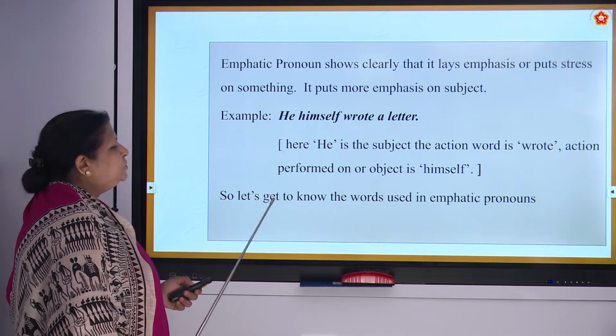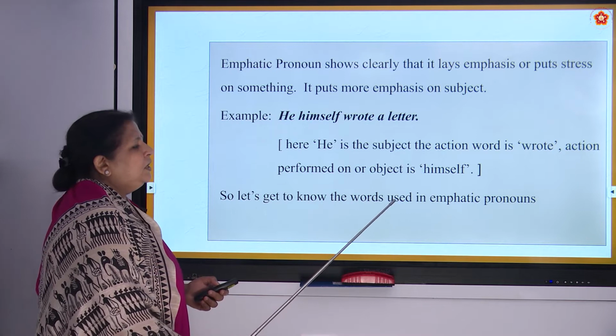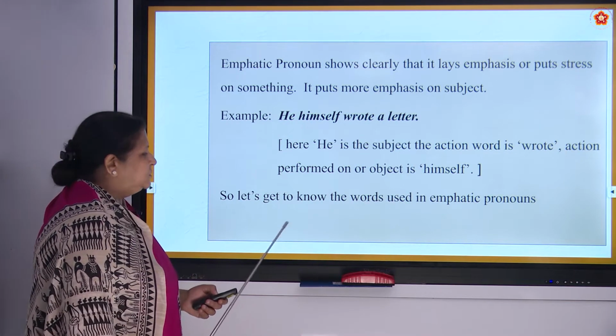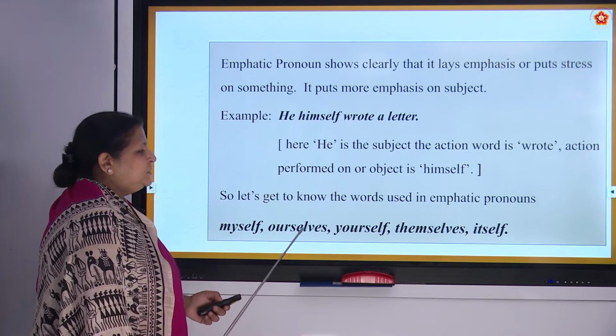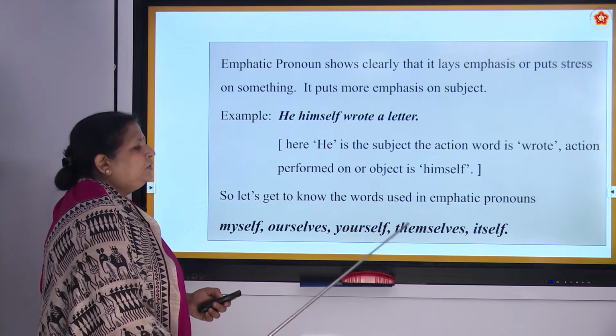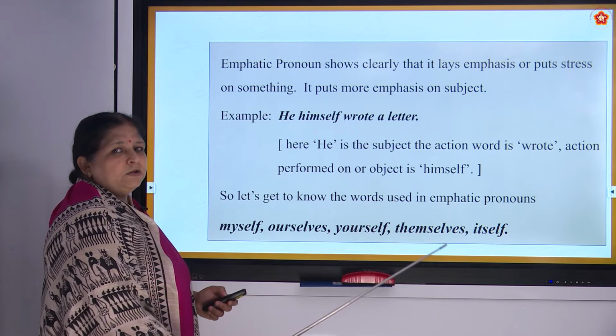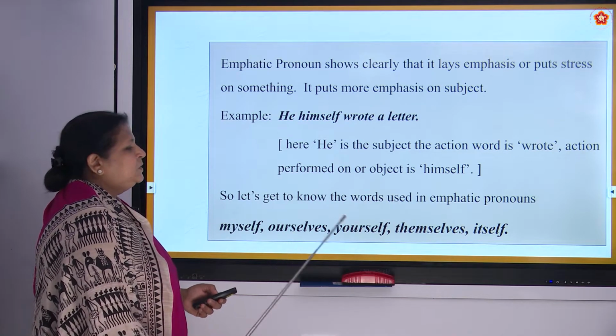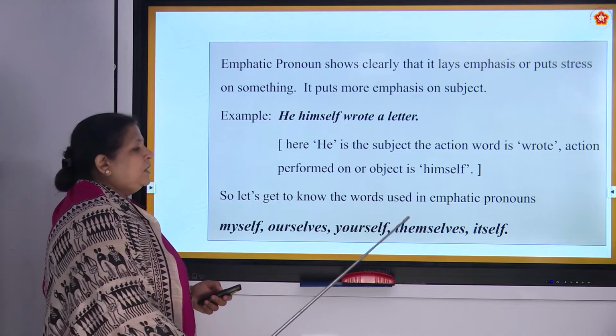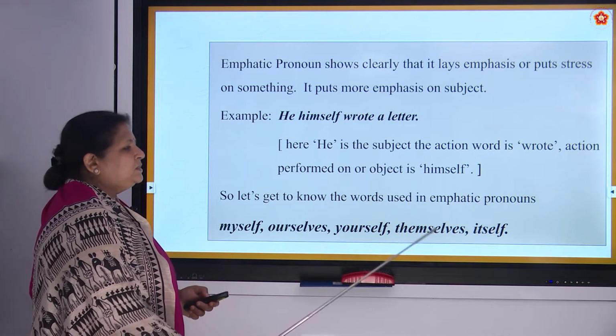So, let's get to know the words used in emphatic pronouns: myself, ourselves, yourself, themselves, itself.